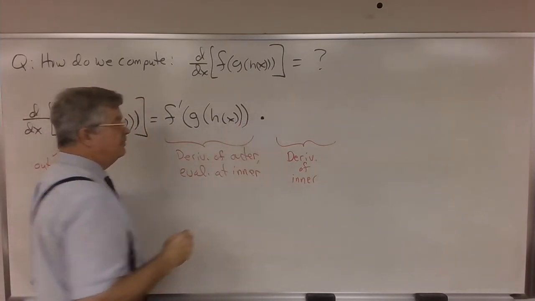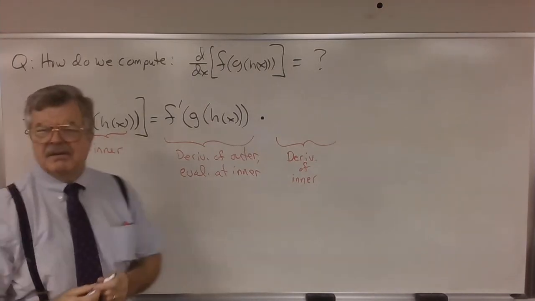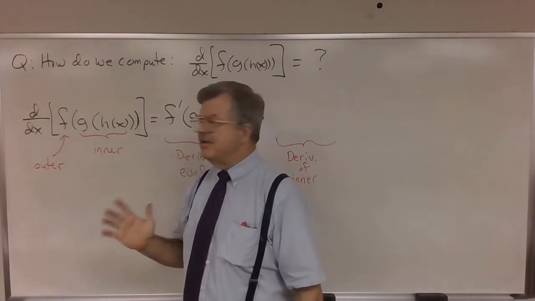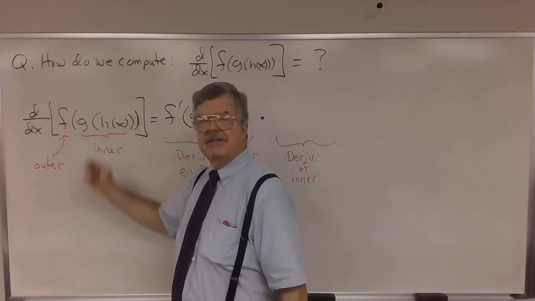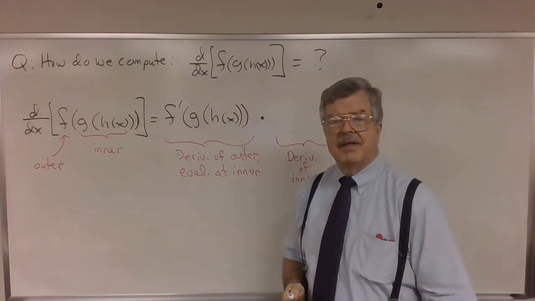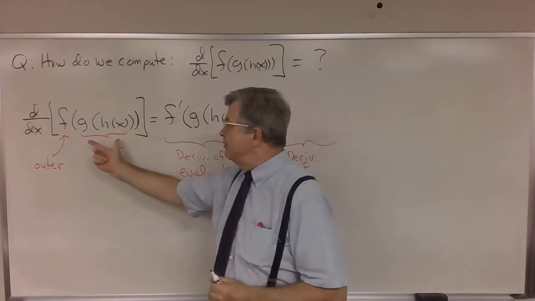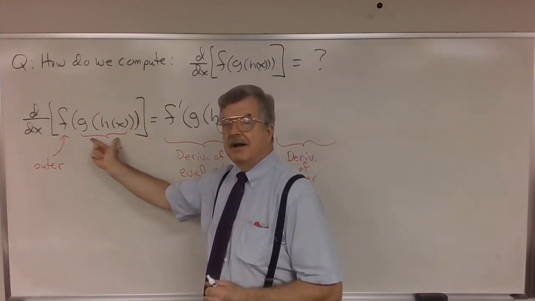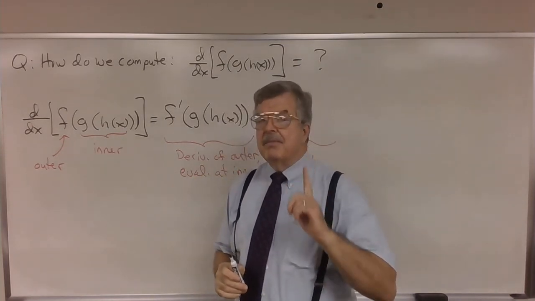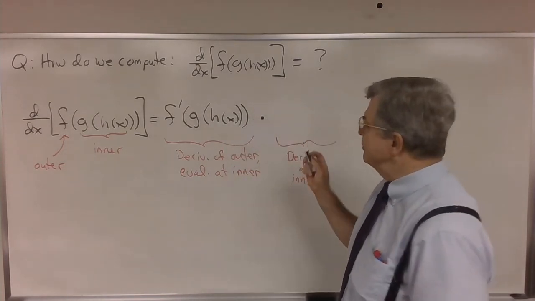Now we have to compute the derivative of the inner function. Ooh, the inner function's a composite function. We have to use the chain rule to compute the derivative of this thing. But we're already right in the middle of the chain rule. So what I'm going to do is I'm going to delay applying the chain rule to this composite function because I'm already in the middle of the chain rule. But I'm going to write myself a sticky note to make sure I do that in the next step.